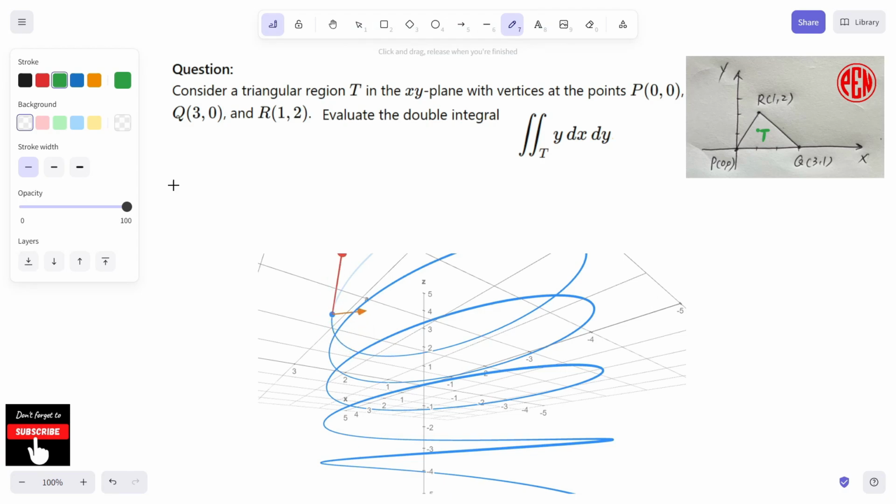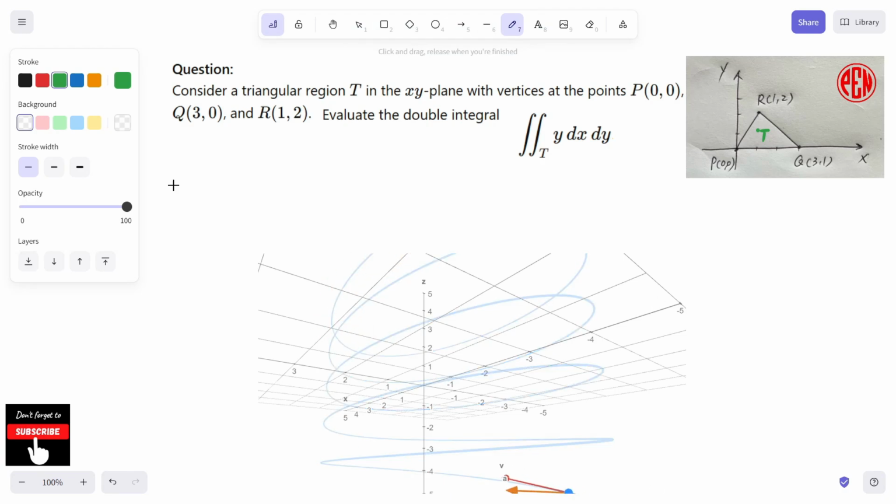The question is to find the double integral over a triangular region. All right, let's go through this together. First step is to understand the triangle. We're given 3 points that form a triangle.